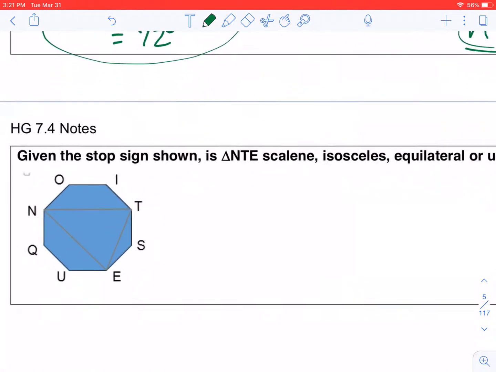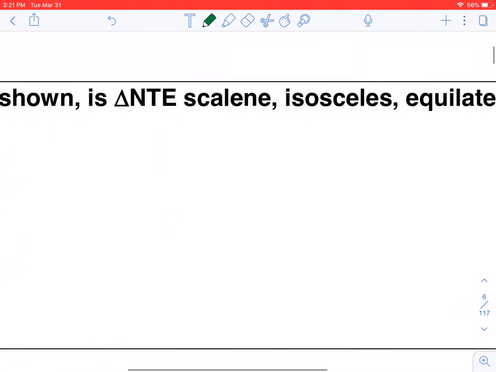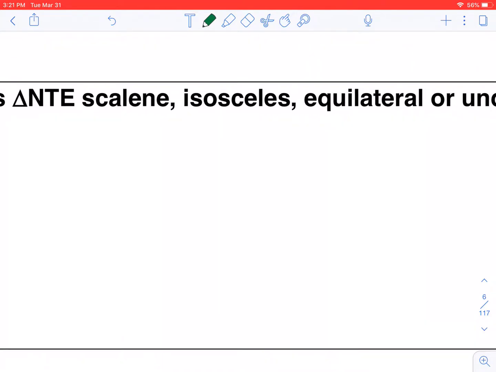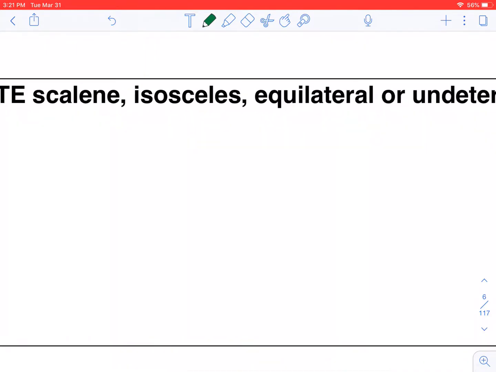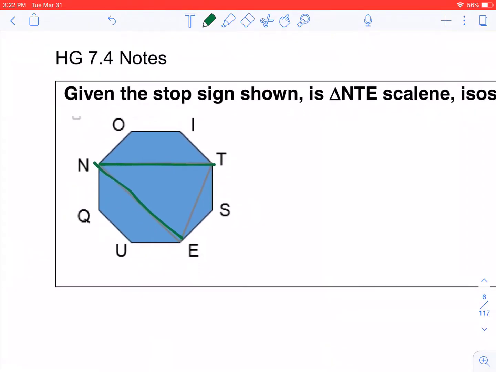All right, last but not least, they give you a stop sign and they ask you, is this triangle scalene, isosceles, or equilateral? Hopefully you remember what those mean each. And in looking at this triangle, you should say, oh, well, it's definitely not equilateral. It's either scalene or isosceles, or maybe neither. You're suspicious that possibly NT and NE are the same. And I think we can make an argument and say that those are, in effect, the same measurement. So our suspicion is it's isosceles.